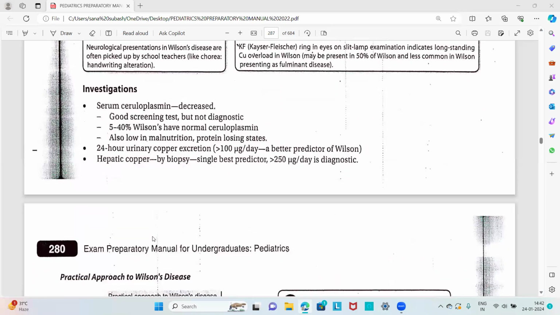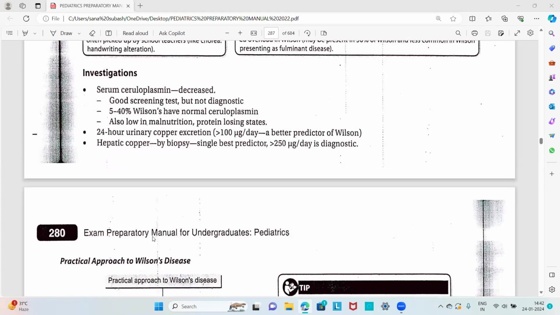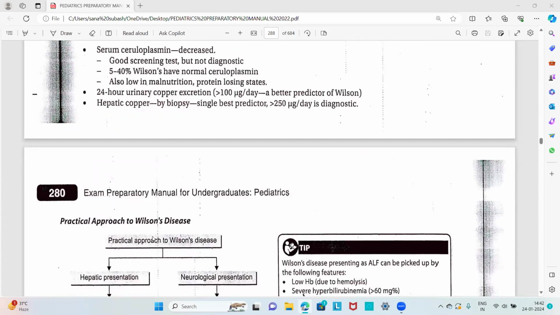Then what are the investigations we have to go for in the case of Wilson disease? The serum ceruloplasmin is decreased because of a certain mutation which results in a defect in the transport protein. This transport protein is essential for the conversion of apoceruloplasmin to ceruloplasmin, and if this transport protein is absent, it results in decreased production of ceruloplasmin. So the ceruloplasmin is decreased, and it is a good screening test but not diagnostic.